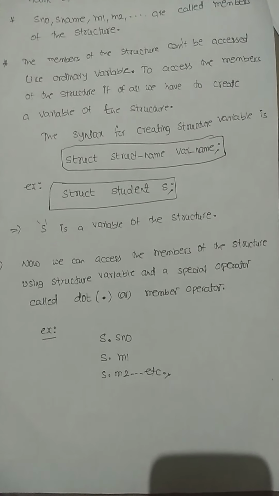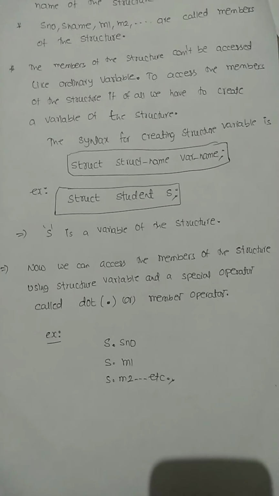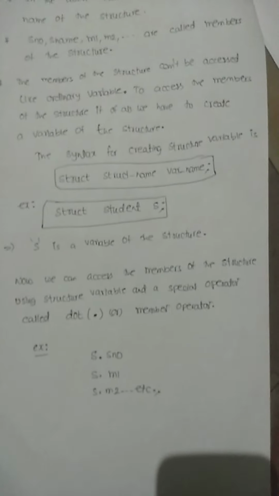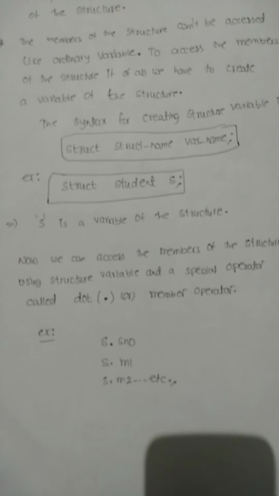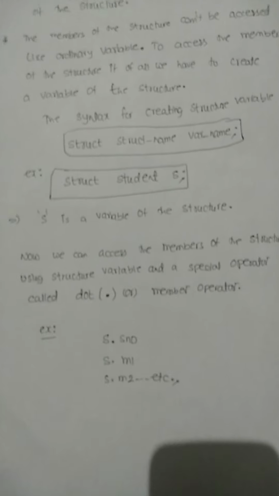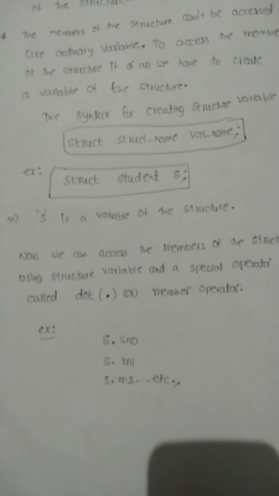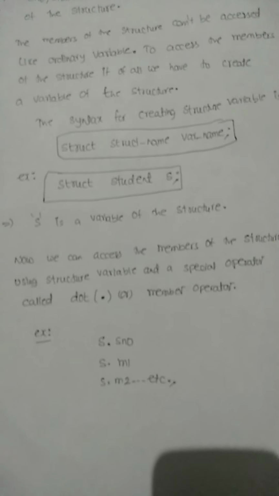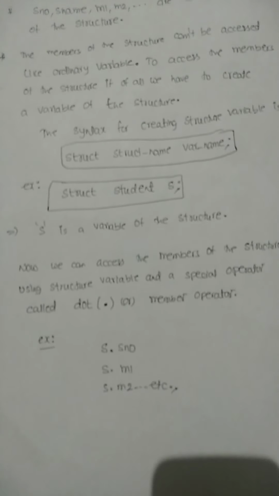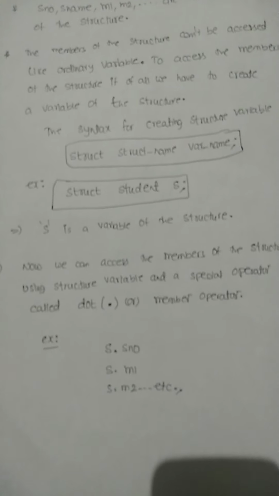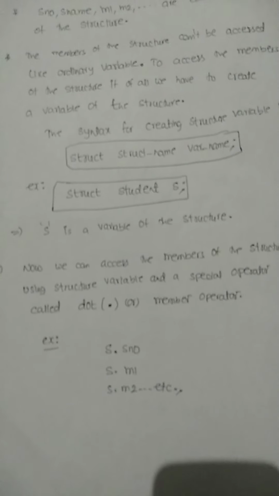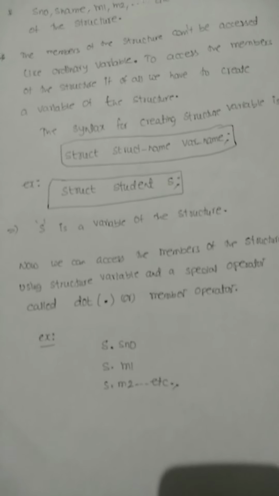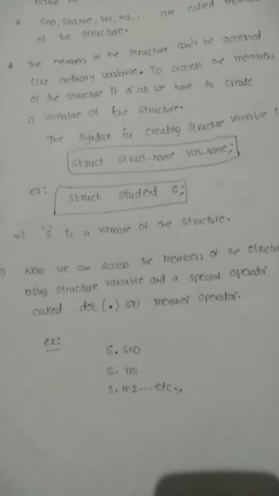For example, just now we saw that SNO, m1, m2, m3, total, average, s name are the members of the structure. To access them we are going to say s dot SNO, s dot m1, s dot m2, s dot m3, s dot total, s dot average, and so on. Like that you have to access. So that is about the concept called structures. Now we will write a program to read marks of the students, calculate total and average, and display them using structures.